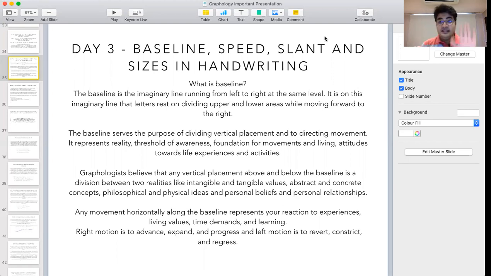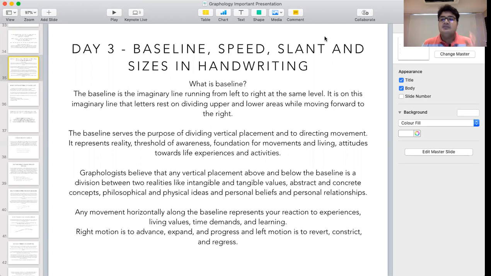the right. Basically on a blank A4 size sheet of paper, whenever you write something, the formation that you write in, whether it's going straight, going downwards, going upwards, right? That is the imaginary line that is called the baseline. So the baseline serves the purpose of dividing vertical placement and directing movement.